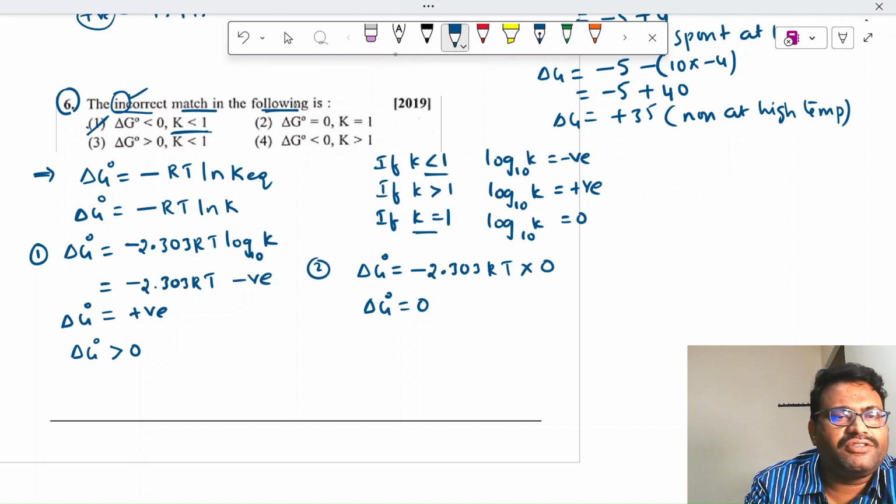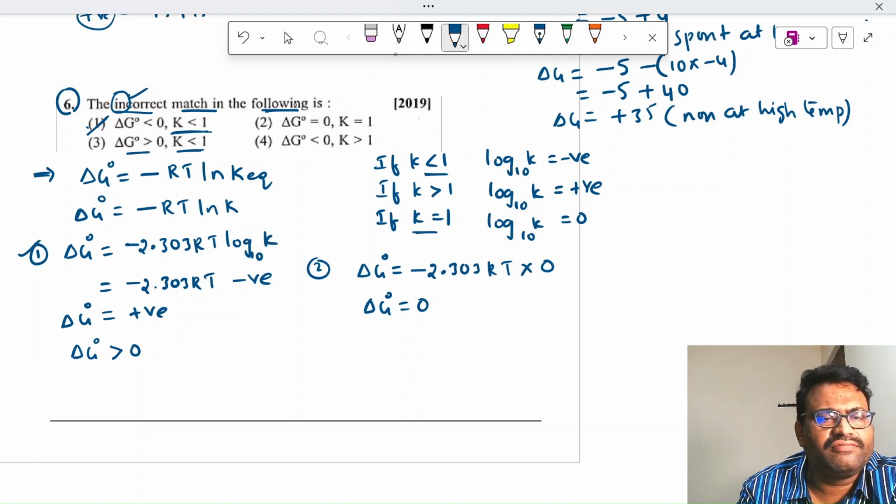Here is a condition you see. If K is less than 1, delta G will be greater than 0. So that is what the first one is. If K is less than 1, log K means negative. If it is negative, then automatically delta G is greater than 0. Okay. So this is wrong, this is right.